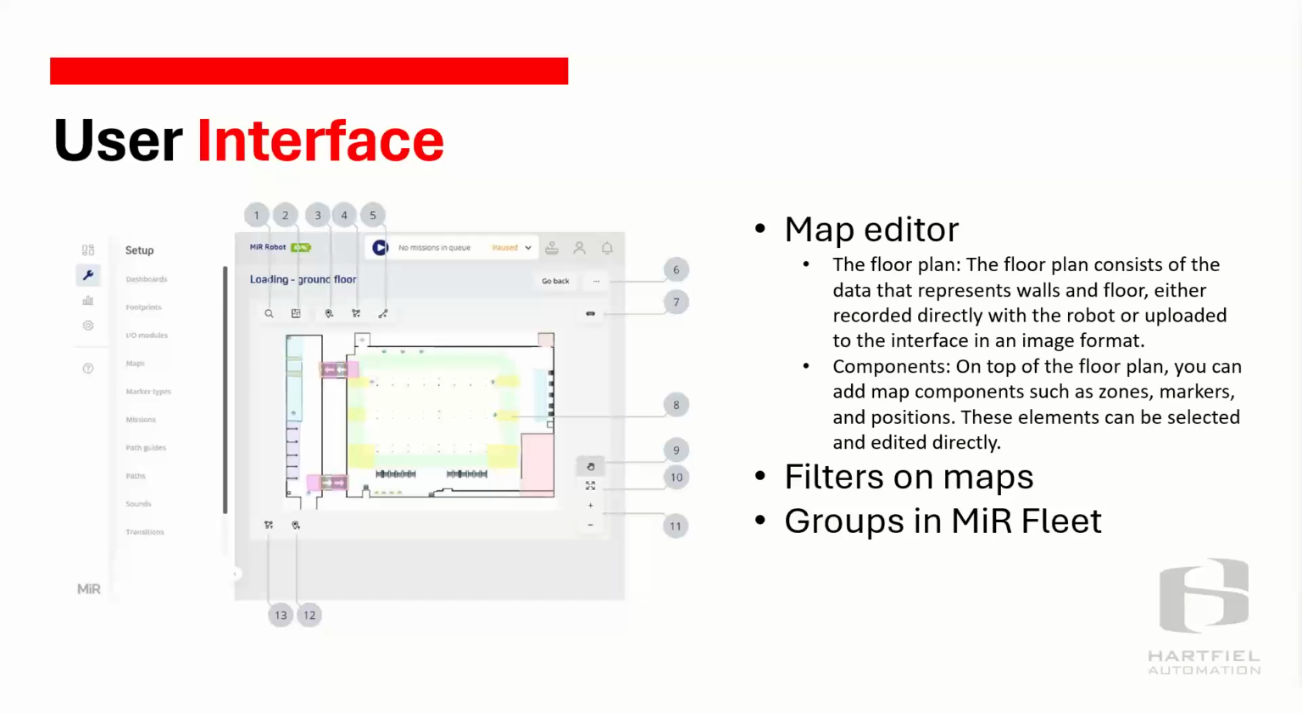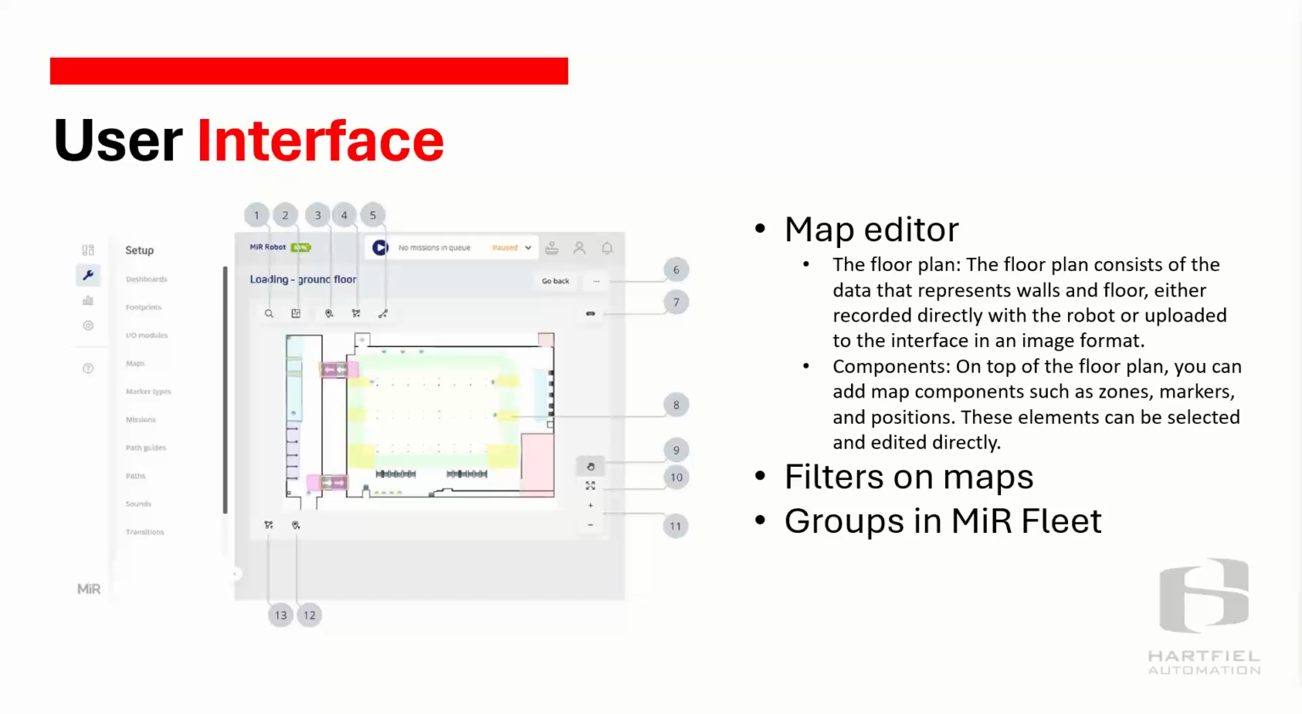Now there are also some filters as well, so you can filter the map as well. This is very beneficial for editing the maps when you have multiple overlapping layers. So filtering those layers that you don't need out so you can focus on the ones that you do need makes those edits much easier.